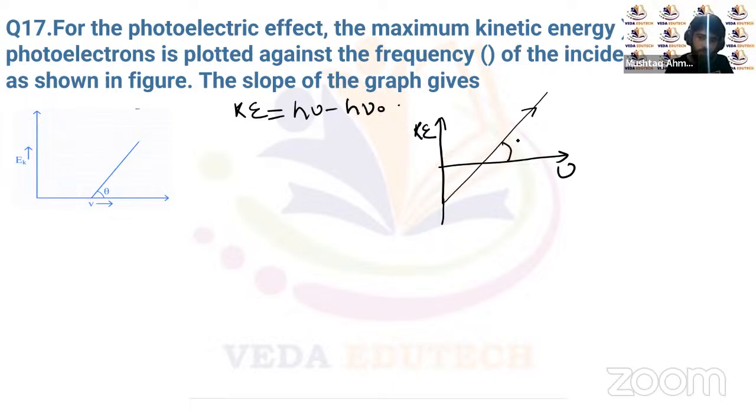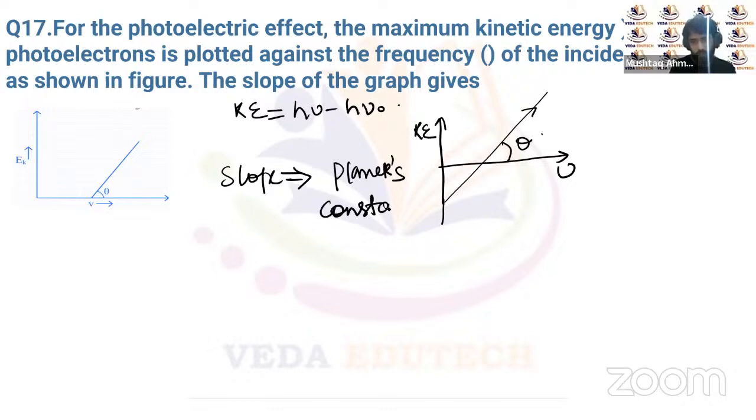We're talking about this theta here, the slope. It's the tan of theta. So h nu naught will be the intercept here, and h is the slope. It will actually give the Planck's constant. We can calculate the Planck's constant. The slope will give us the Planck's constant. So it's a very important question. We can calculate the value of the Planck's constant using Einstein's equation of photoelectric effect. The slope will give us the Planck's constant.